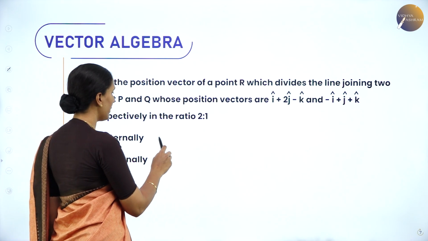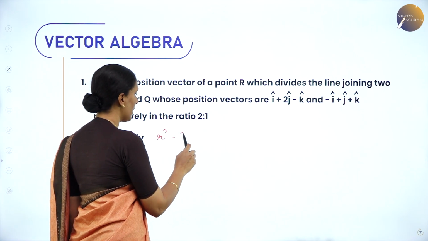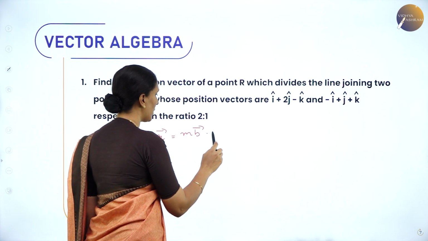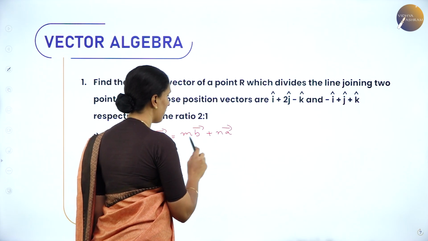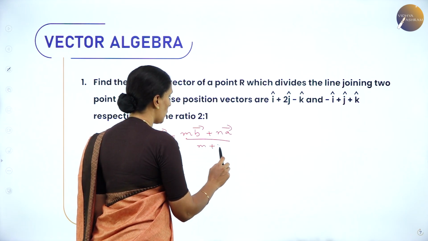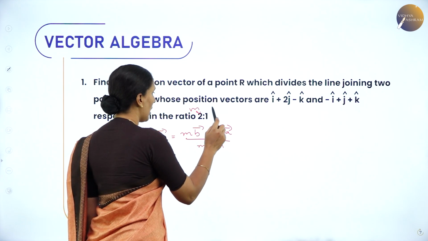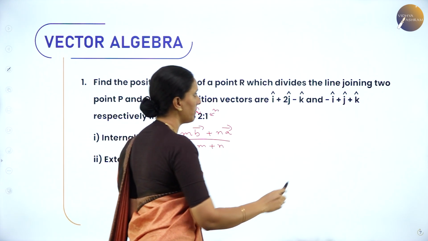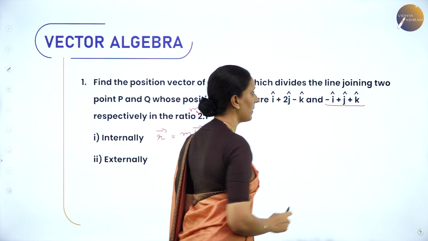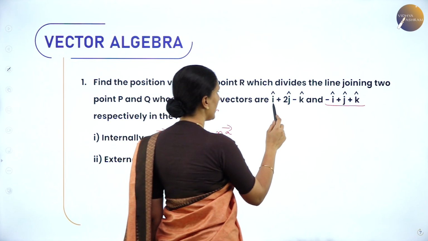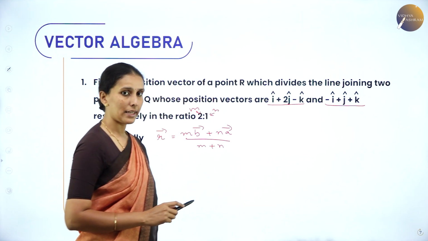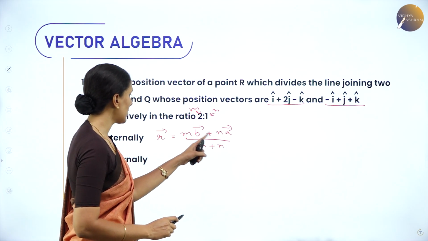For internal division, we know the formula: vector R is equal to m into vector B plus n into vector A, divided by m plus n. So m is 2 here and n is 1 here. Vector B is minus i plus j plus k and vector A is i plus 2j minus k. Now let us use this formula and substitute.